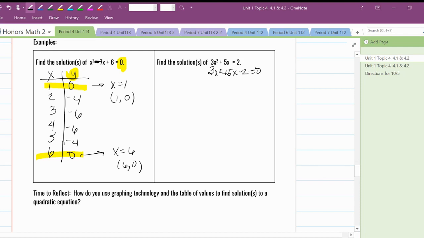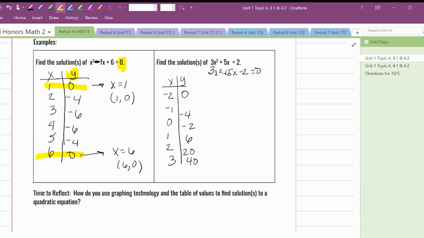I want to translate that quadratic 2 units down, so I subtract 2 from both sides, and I go get my table, and this time we're going to set our table to start at -2, but increment by 1 still. And these values I got right from the table feature of the graph. Again, I'm looking for my outputs to be equal to 0.